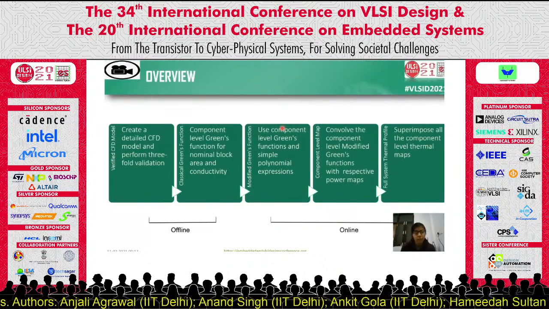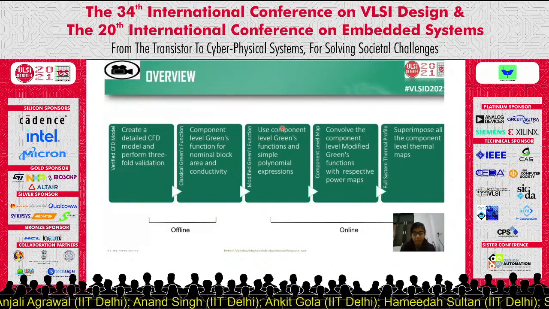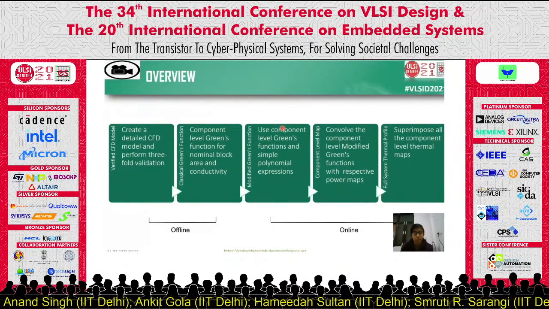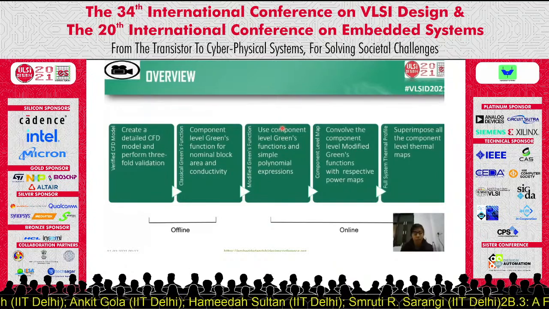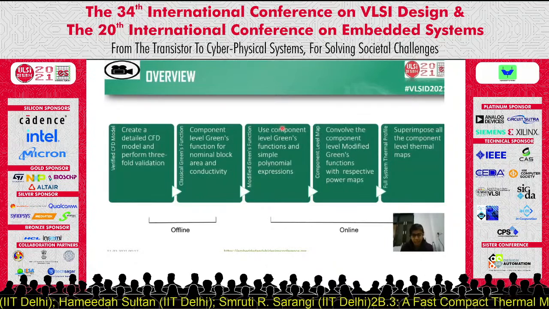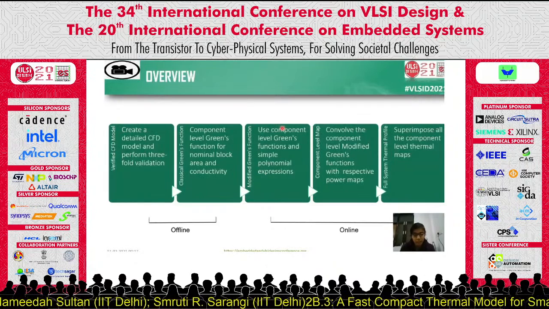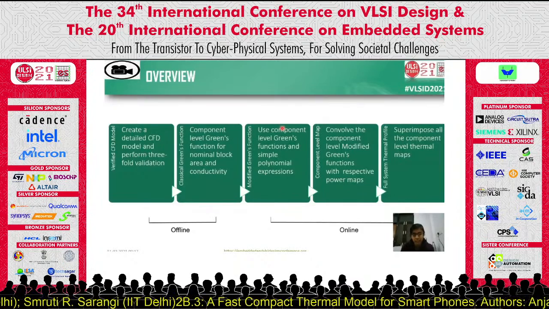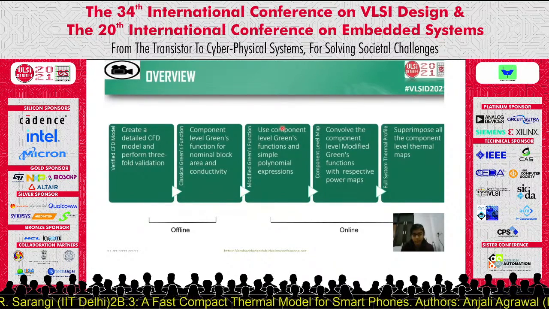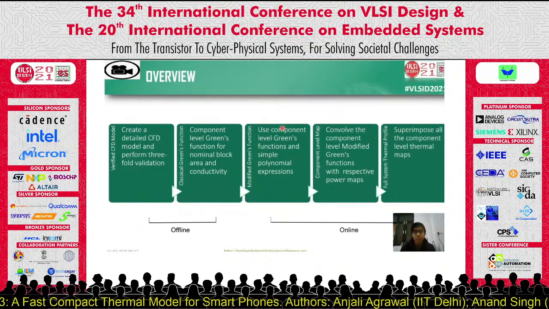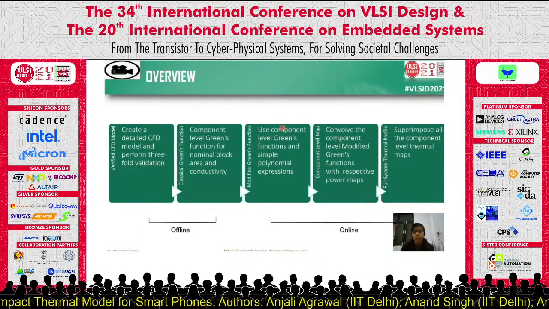So here is a brief overview of our thermal modeling approach. First, we take the detailed CFD model, on which we have performed three-way validation, and using this we obtain the classical Green's function for nominal block area and conductivity value. Using the classical Green's function and simple polynomial expressions, we obtain the component level modified Green's function.